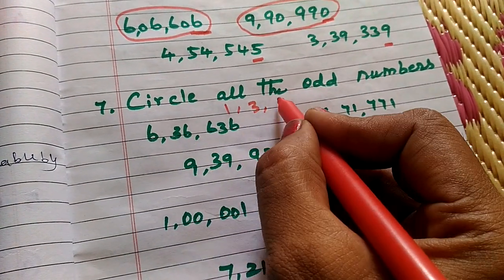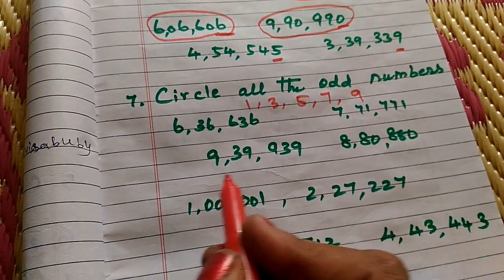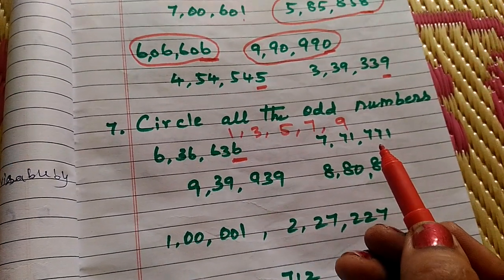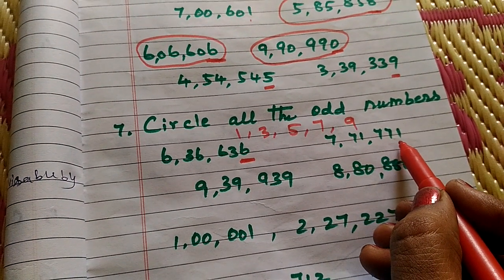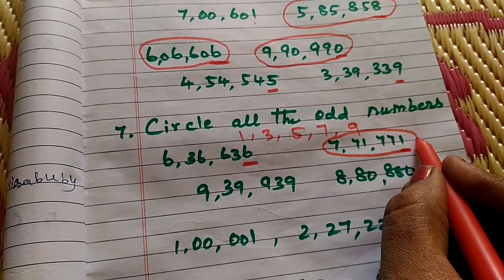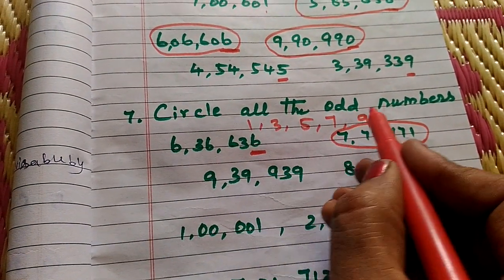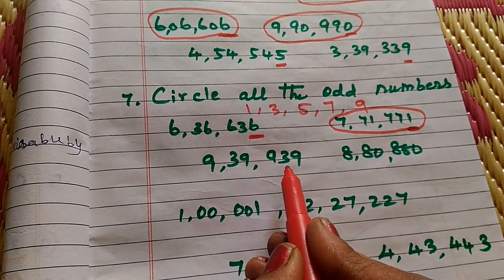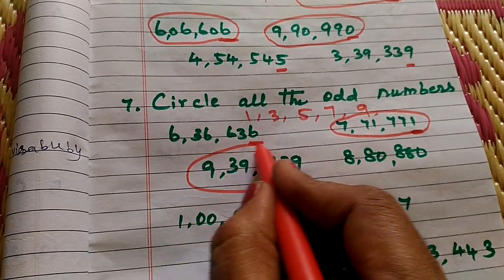1, 3, 5, 7, 9. These are odd numbers. See here, 6 is the even number. 7,71,771. 1 is the odd number. You circle this. You circle only odd numbers. Circle all odd numbers. 9,39,939. 9 is the odd number. So circle this.